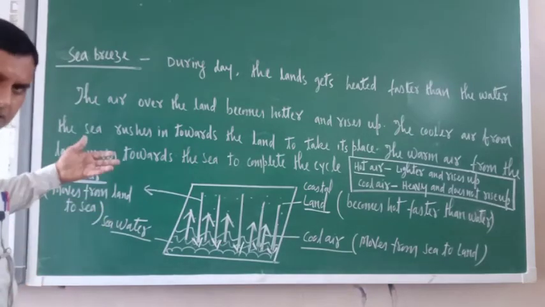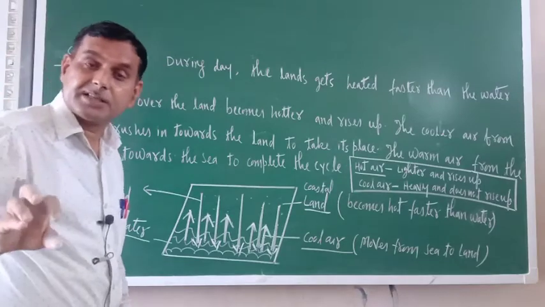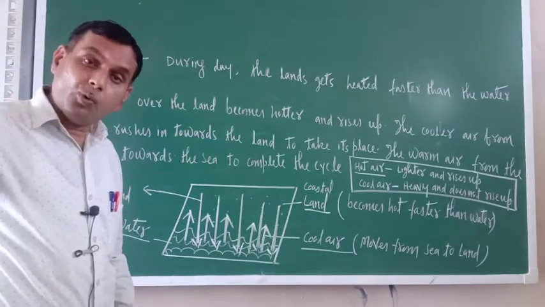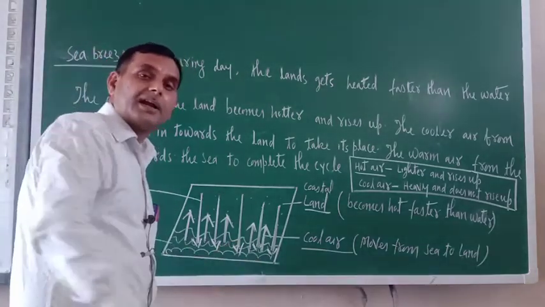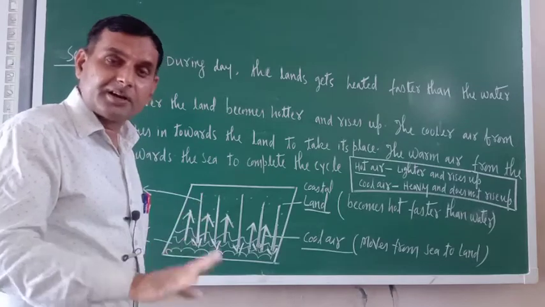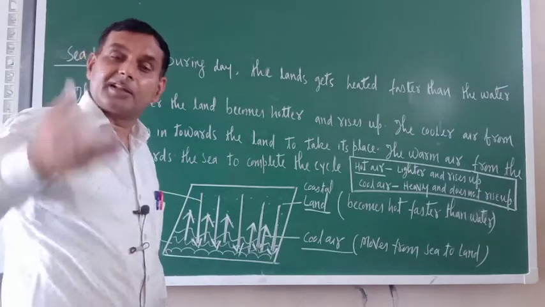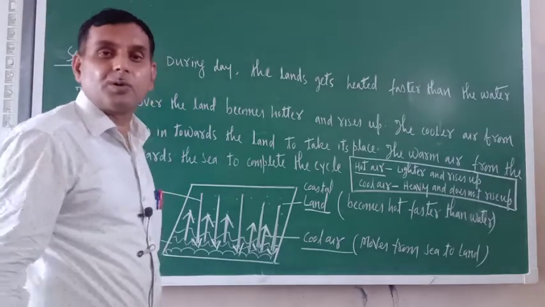So this is called sea breeze. Why is it called sea breeze? Why is it not called land breeze? Because cool air from the sea side is moving toward the land, and the air which is near the earth's surface is the only air useful for us, and the air which is high up is not useful for us.